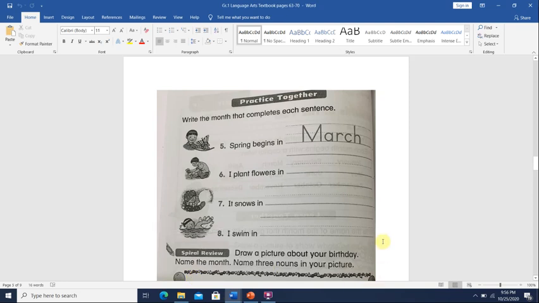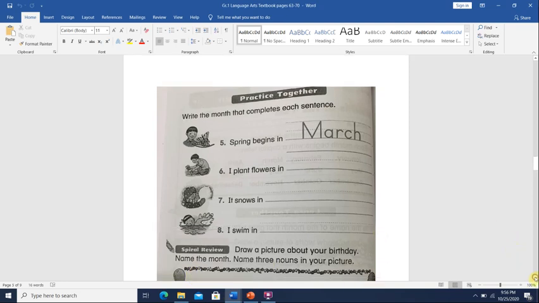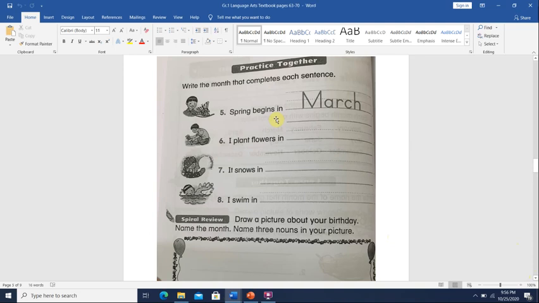Okay, on page 66, it says here, spring begins in March. Yes, spring, this is a season, and it begins in March. So it's answer number 5 for you. See how I wrote March? It began with capital M, and the capital M starts from the top line all the way to the bottom line. This is how I want you guys to write the capital letter, from the top to the bottom line.